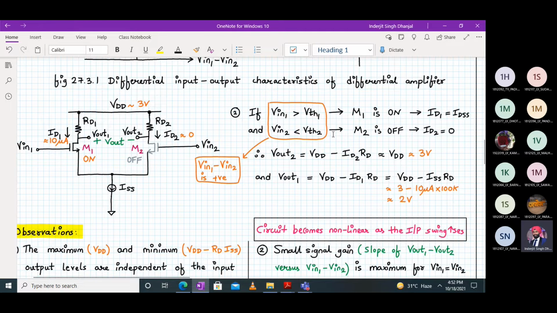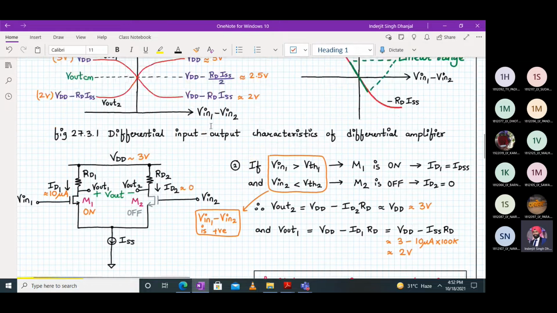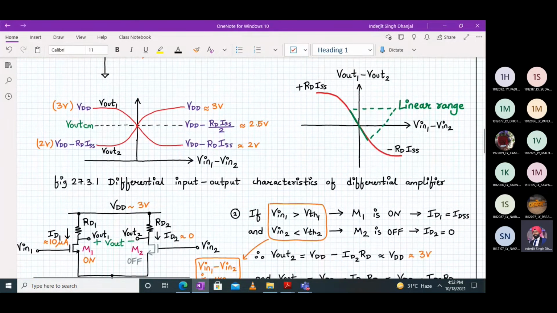Because right now what is happening is M2 transistor is off and my ID2 is 0. Whenever my ID2 is 0, my V out 2 will be VDD minus ID2 RD. So this ID2 RD expression will disappear. So my V out 2 value will be equal to 3 volt. Okay. So we have discussed this case whenever V in 1 minus V in 2 is positive. Remember, V in 1 minus V in 2 is positive. Which transistor is on?